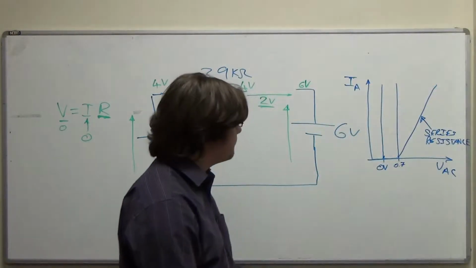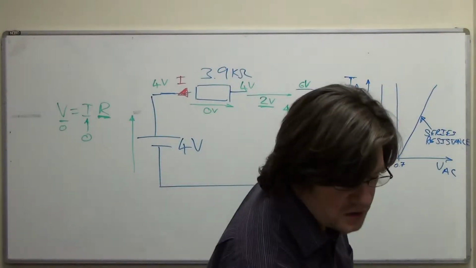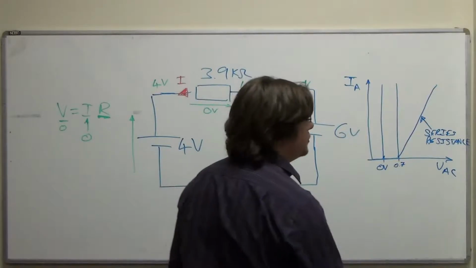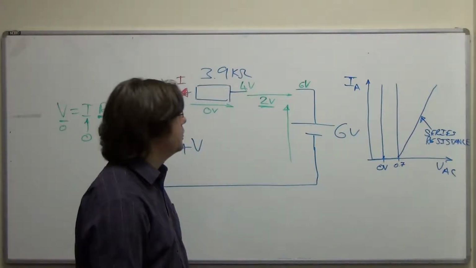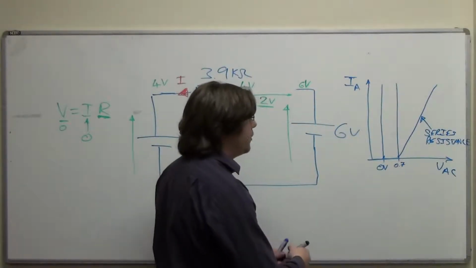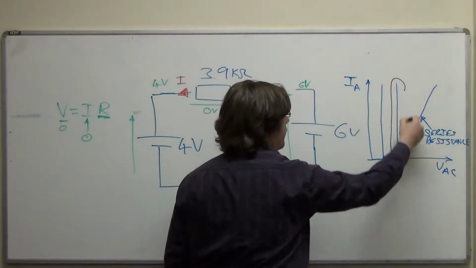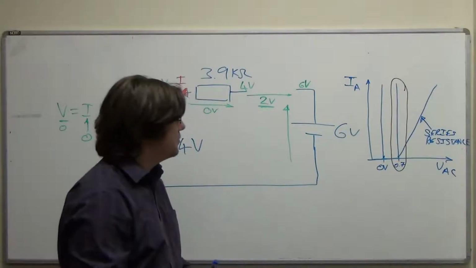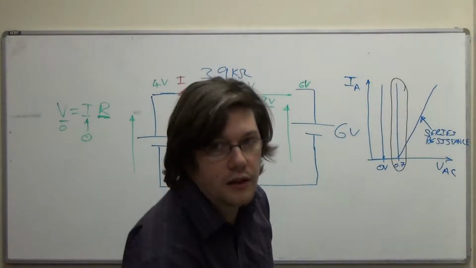So for the purposes of this tutorial sheet and the questions that you might meet in your practice or in an exam, we'll be worried about that model there. Turns on at 0.7 volts and has no series resistance at all.